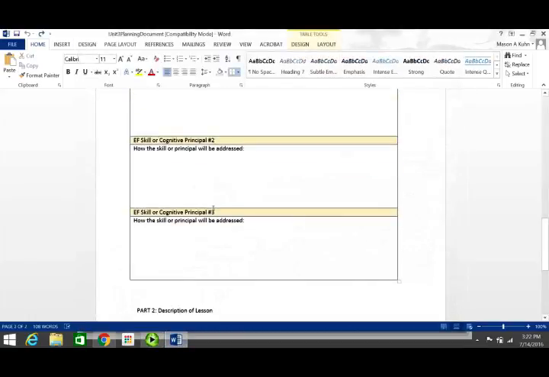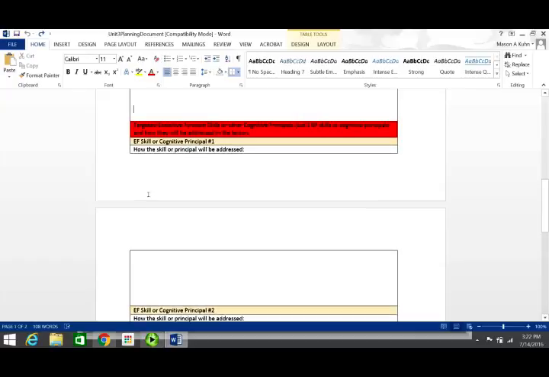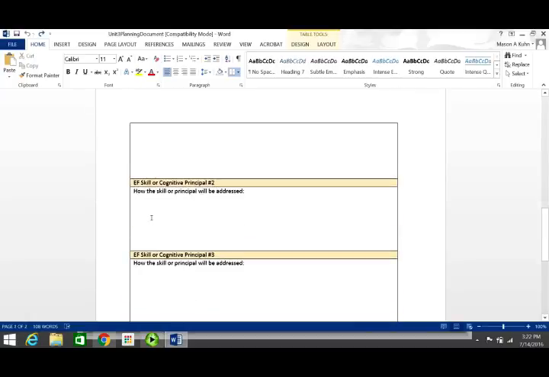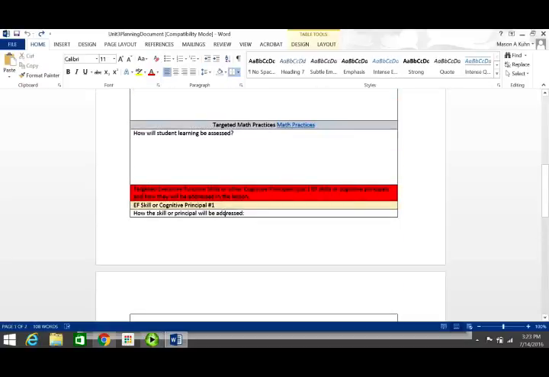So I want you to think about these executive function skills or cognitive principles, and you'll notice it says how they'll be addressed, not assessed. You do not have to come up with a way that you are going to assess inhibitory control or working memory or any of those things that were in those documents from week 2. You're just going to talk about how those would come out in this lesson.